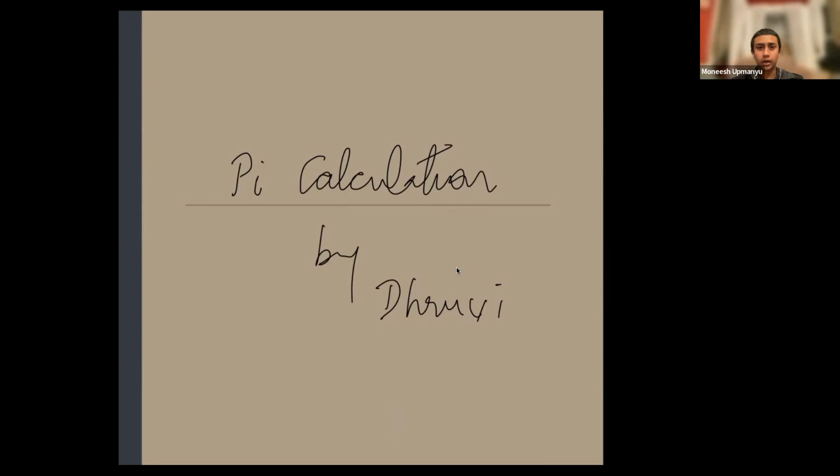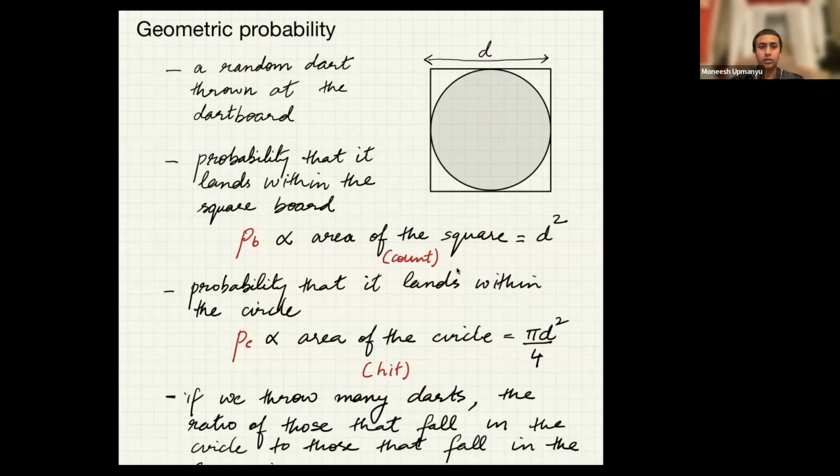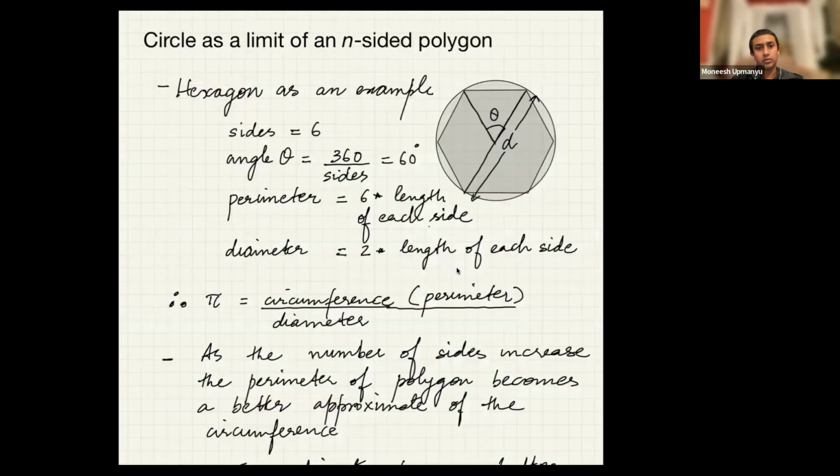Hi, everybody. Today we're going to be talking about two different ways to calculate pi. They're both computational. The first method is geometric probability, and the second method is the standard way of calculating pi, which is perimeter, or circumference, upon d, or diameter.